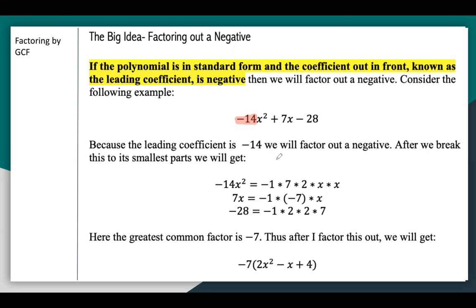And what we realize here is the greatest common factor is negative 7. Here we have negative 1 times 7 to get negative 7. Here we have negative 7 just right here. And we also have another negative 1 times 7 to get negative 7. So the greatest common factor is negative 7. And if we factor it out, we get negative 7 times what's left in each term, times 2x squared, negative 1 times x, which is just negative x, and 2 times 2, which is 4.